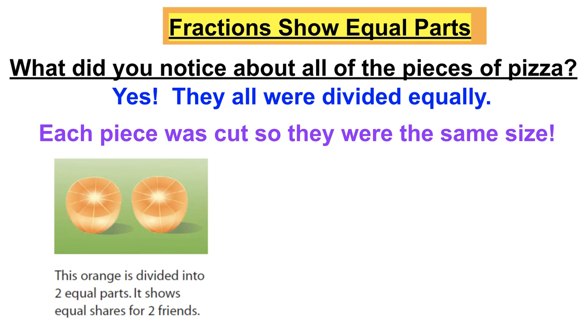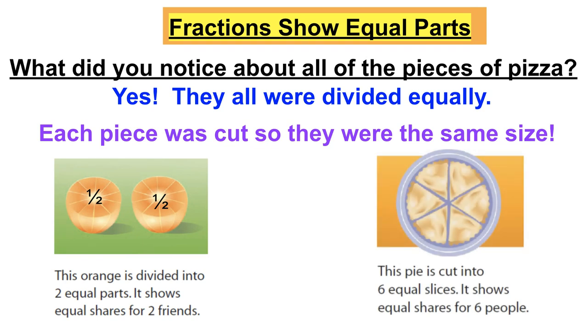Let's look at another example. Let's look at this orange. This orange is divided into two equal parts. It shows equal shares for two friends. So this part is 1/2 of the whole orange, and this part is the other half of the whole orange. And we can show this as a fraction as 1 with a line over 2.